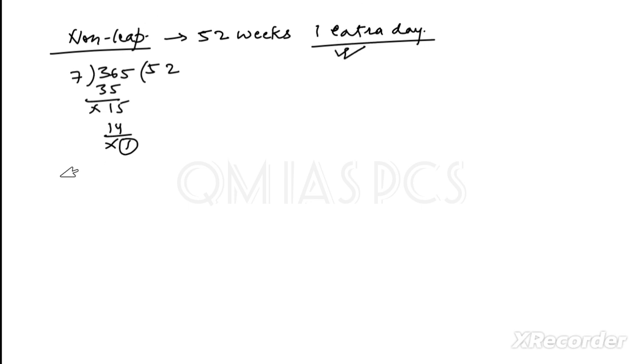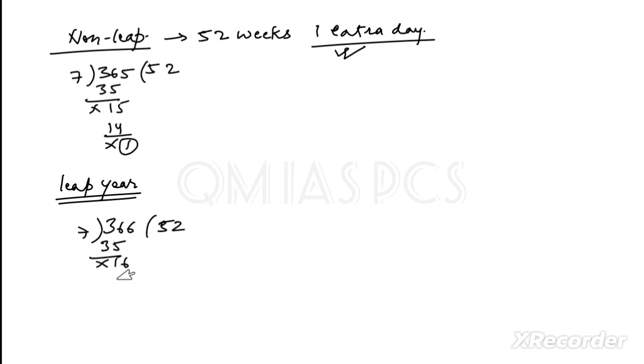For leap year, what will we do? Same thing, 366 divided by 7, it will be 5, and this is 35, it is 16, and this is 2, this is 14, and we will have remainder as 2. That means 52 weeks and 2 extra days. Understood this one?